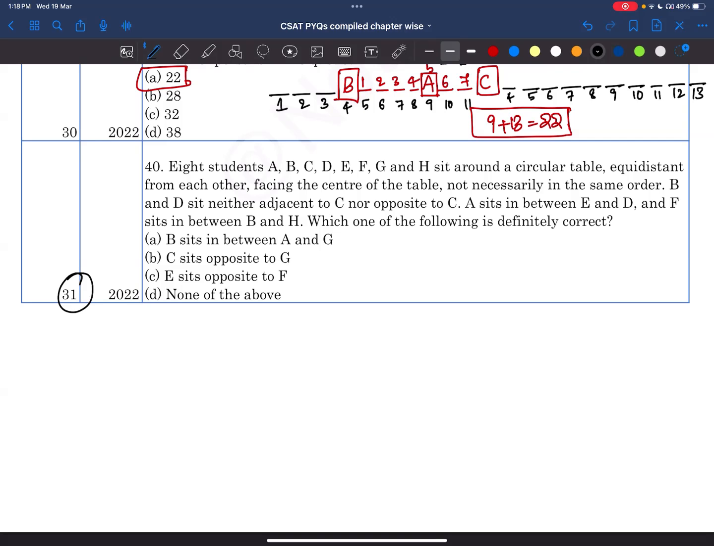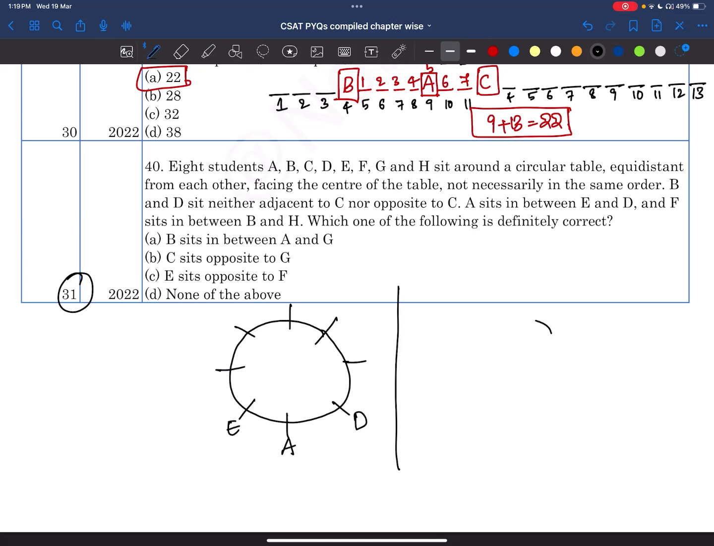B and D sit neither adjacent to C nor opposite to C. Okay. A sits in between E and D. In this way, I take it as E and D. Another possibility is that F sits in between B and H. So the following is definitely correct. Now let's go with the options.